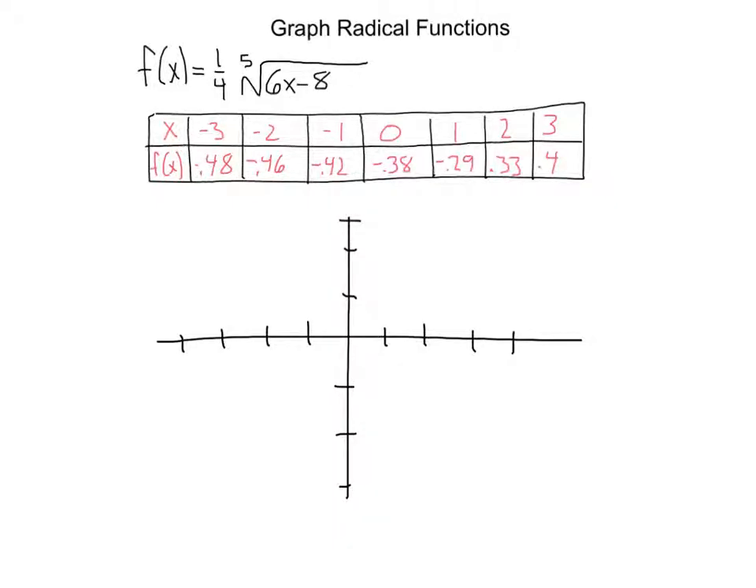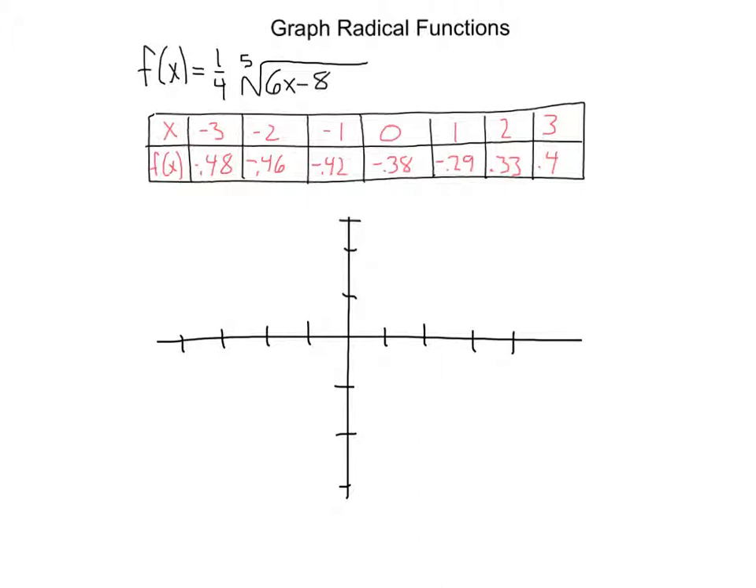When graphing radical functions, it's pretty much the same process, but you want to pay close attention to your domain as well as your x and y intercepts. Now, looking at our first function here, we have f of x equals 1/4 times the fifth root of 6x minus 8. Since this is an odd root, we do have negative and positive x values, so we can fill out our table like normal.